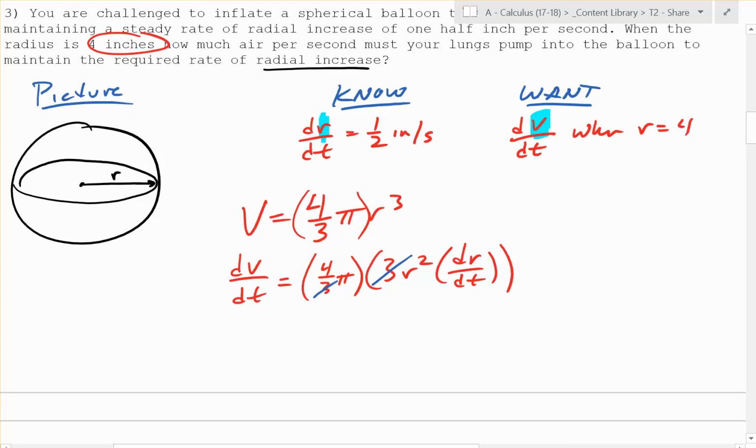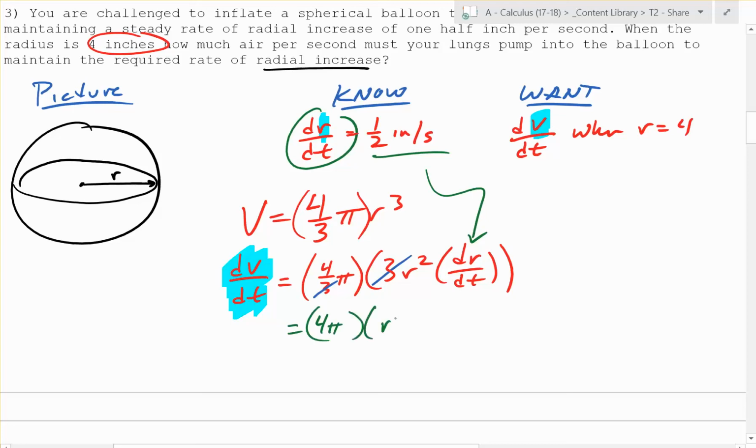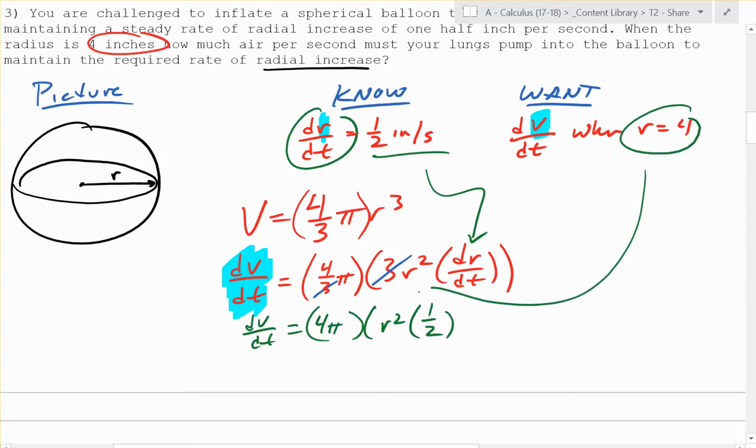We want dV/dt, so we need the rest here. Well, we know that dr/dt is equal to 1/2, so we can plug that in right there. So we end up with 4 pi times r squared times dr/dt, which is 1/2. And we want dV/dt when r is equal to 4.